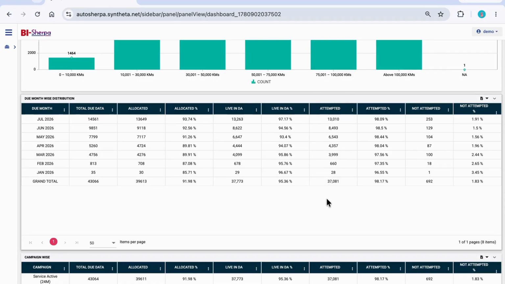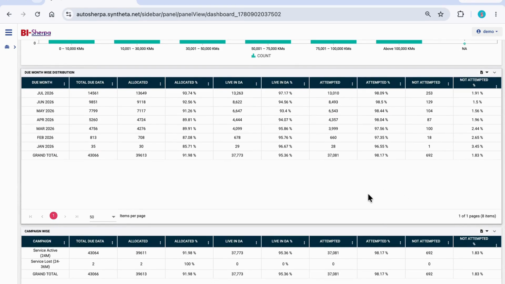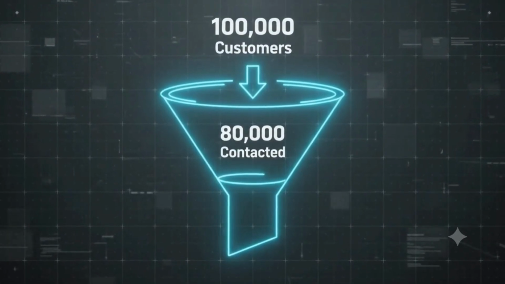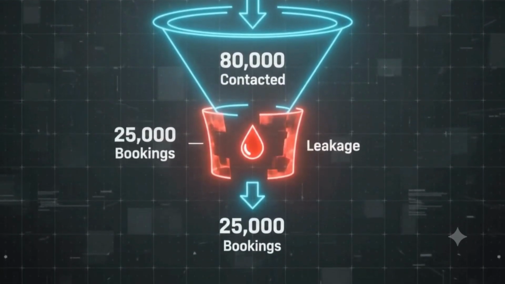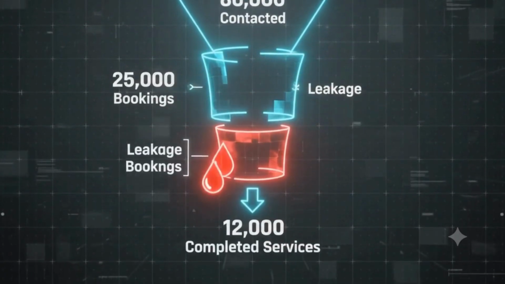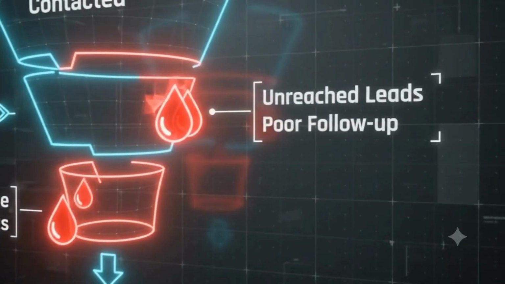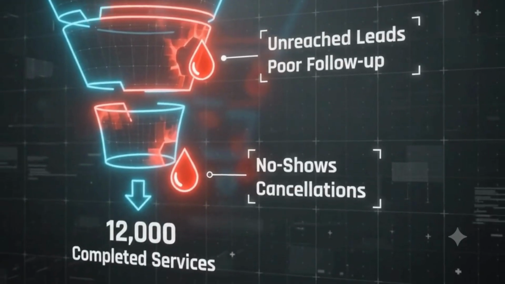Now check this attempt column. If customers who were due for service in the last 6 months have still not been reached out to, that's a team execution problem. So over here, we're not just showing you numbers. We're showing you exactly where the leakage is happening, so you know exactly what to fix.